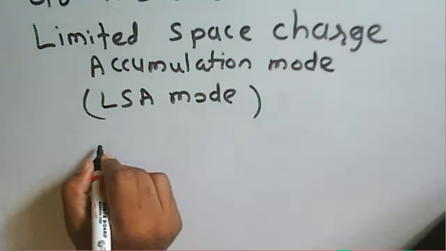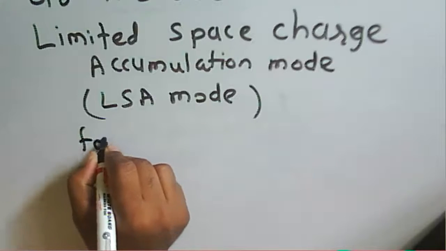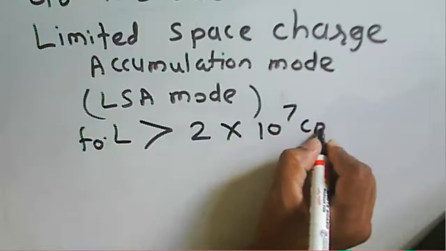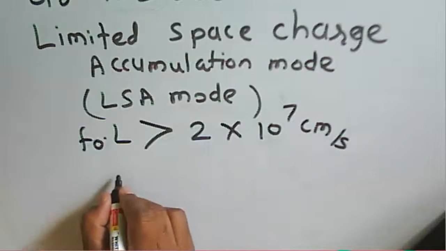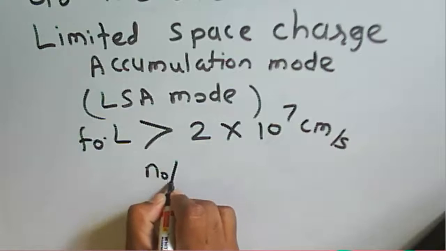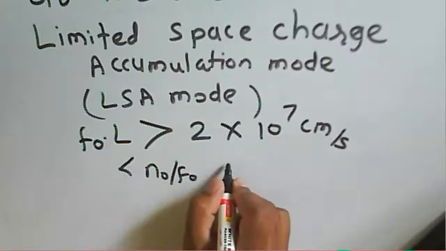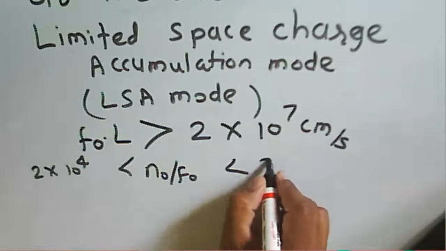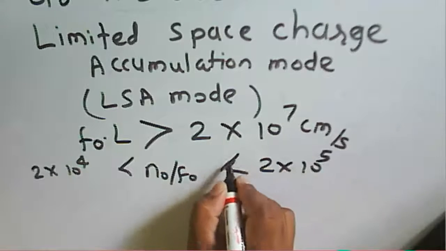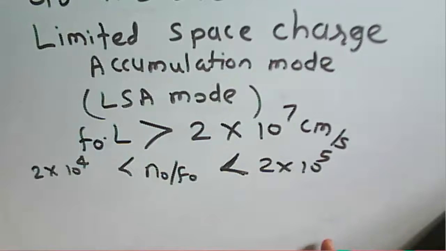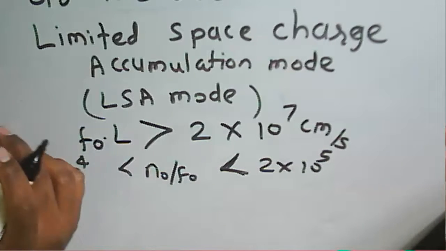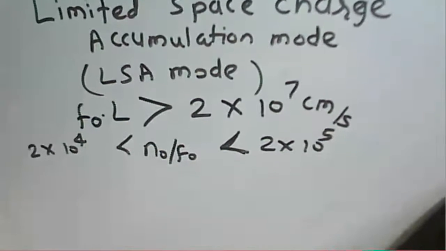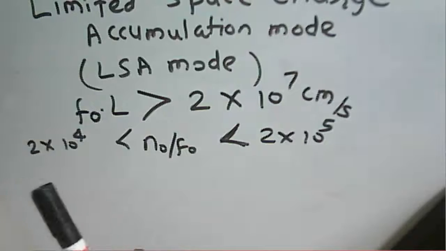The LSA mode is defined by F0 times L being greater than 2 times 10 to the power 7 centimeters per second, and the ratio N0 by F0 being between 2 times 10 to the power 4 and 2 times 10 to the power 5. Generally, whatever doped material is used, it doesn't have internal space charge.